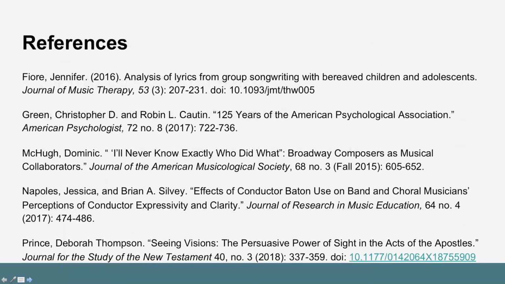Here are the references for the abstracts that I have used in today's presentation, just in case you're curious, but also to give credit where credit is due.